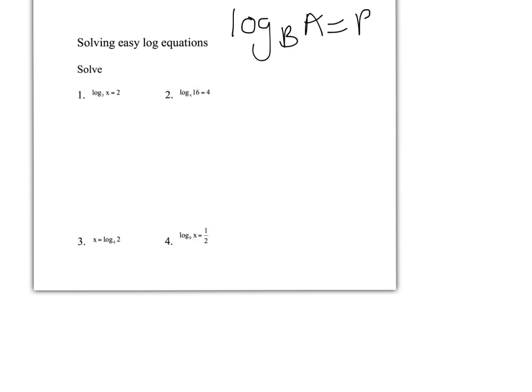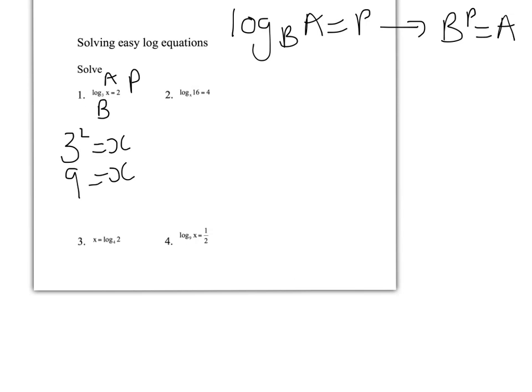So the method is that we change them from log form into index form. So we go base to the power equals the answer. They should come out fairly nicely. So let's have a go at this question. If we label it up, the 3 is the base, the x is the a, and the 2 is the p. And so we're going to end up with 3 squared equals x. Easy. x is 9.